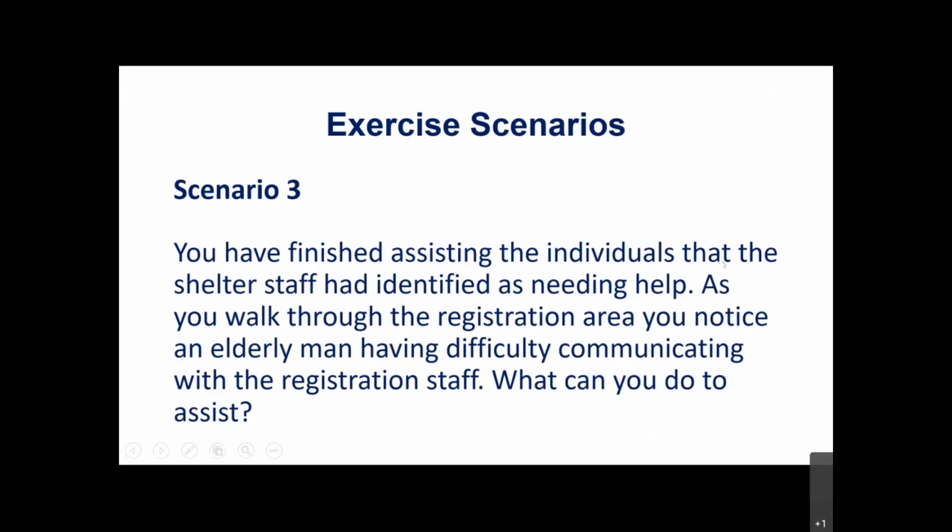And those are all excellent ideas. I also check and see if someone is with the individual, or see if it's a community shelter, if someone might know the individual and could help provide more information. Yeah, that's a great idea. Finding out if someone does know him.